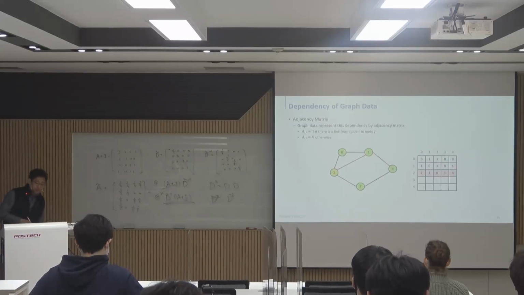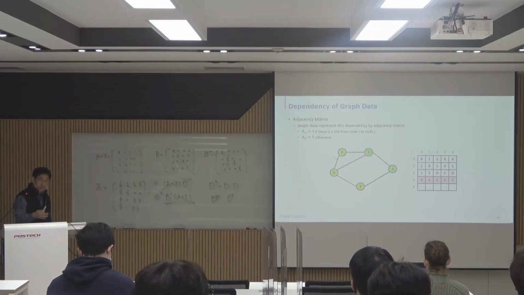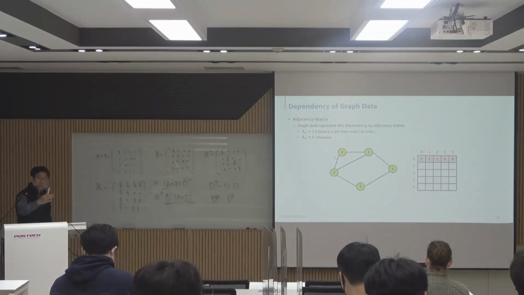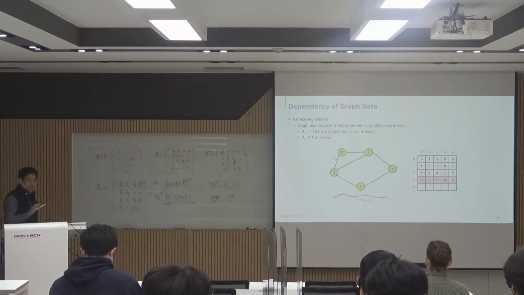How do you represent the dependencies? We can connect them. Like I said, it could be directed or undirected. But this one is easy for us, but not easy for a computer. So in order to make the computer understand, again, it's the adjacency matrix.